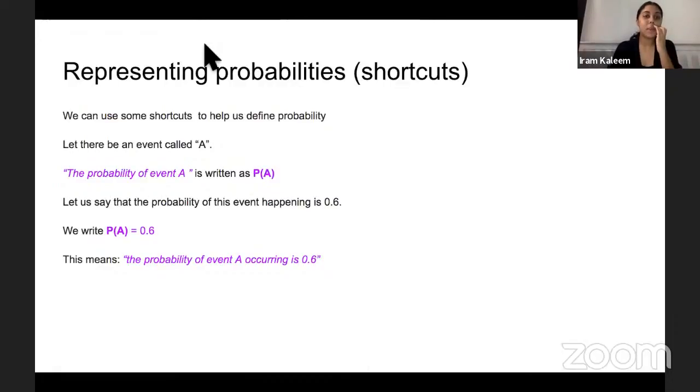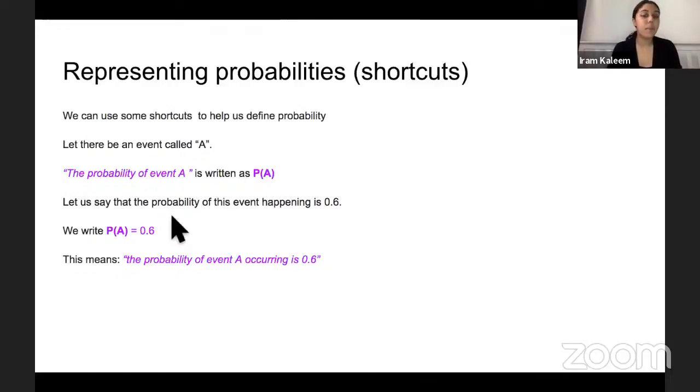Okay, representing probabilities, also known as shortcuts. So we learned about some shortcuts to help us define probability. Let's say there was an event called A. We said that writing the phrase "the probability of event A" can be shortened to just P of A. So the key bits here are in purple.